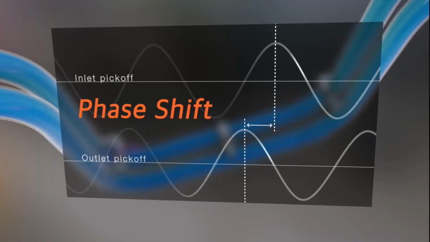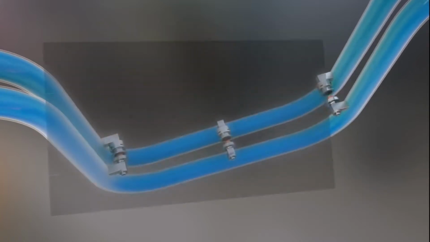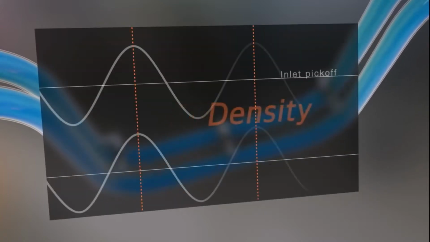The time delay between the two sine waves is measured in microseconds and is called delta t. Delta t is directly proportional to the mass flow rate. The greater the delta t created by the Coriolis force, the greater the mass flow rate. While the sine wave phase shift indicates mass flow, the wave frequency indicates density.